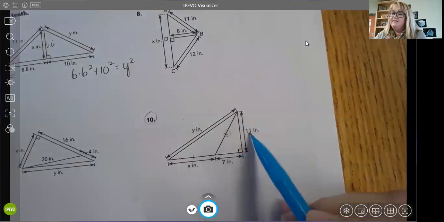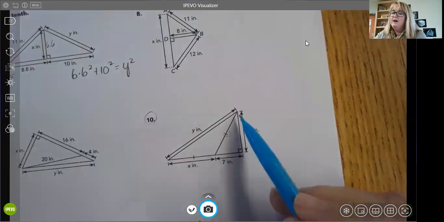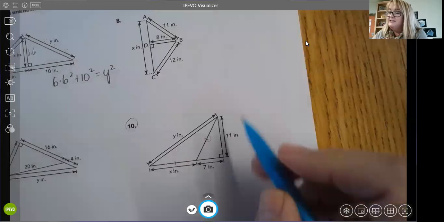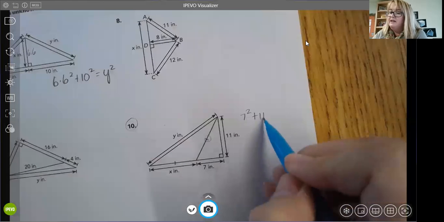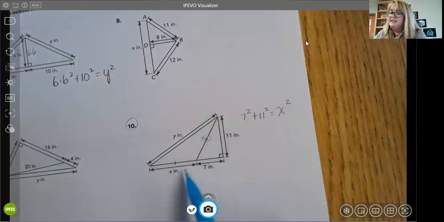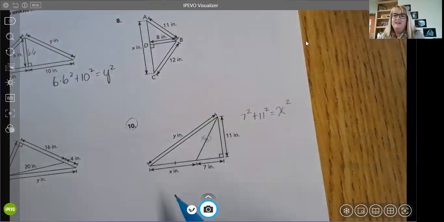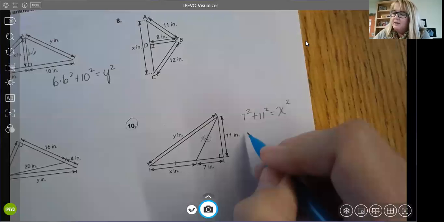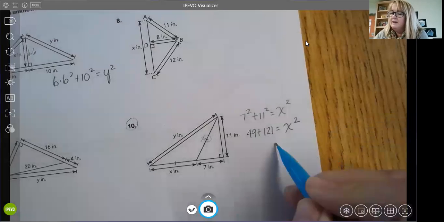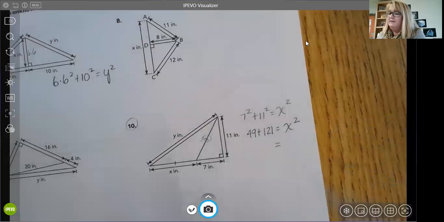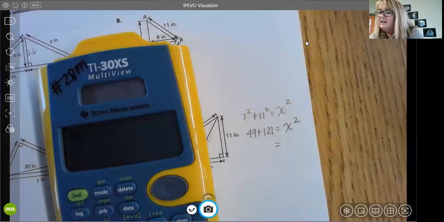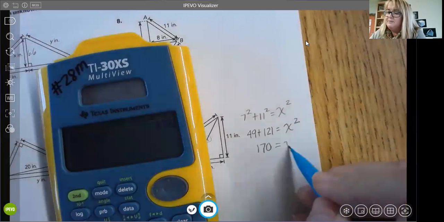Okay, 11 inches and 7 inches. They are both legs. Our unknown is the hypotenuse. So we are going to do 7 squared plus 11 squared equals x squared. And if this is x, this is x, because these two little lines tell us they're the same length. 7 squared is 49, plus 11 squared is 121, and that equals x squared. 49 plus 121 is 170. That's what x squared is.